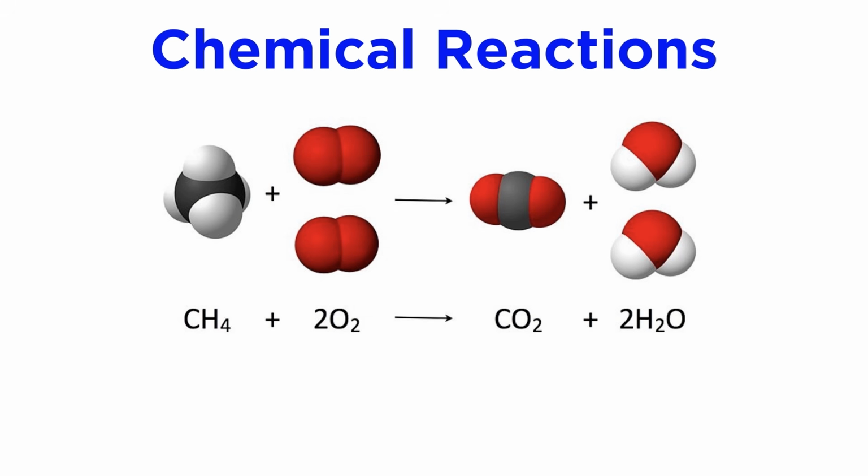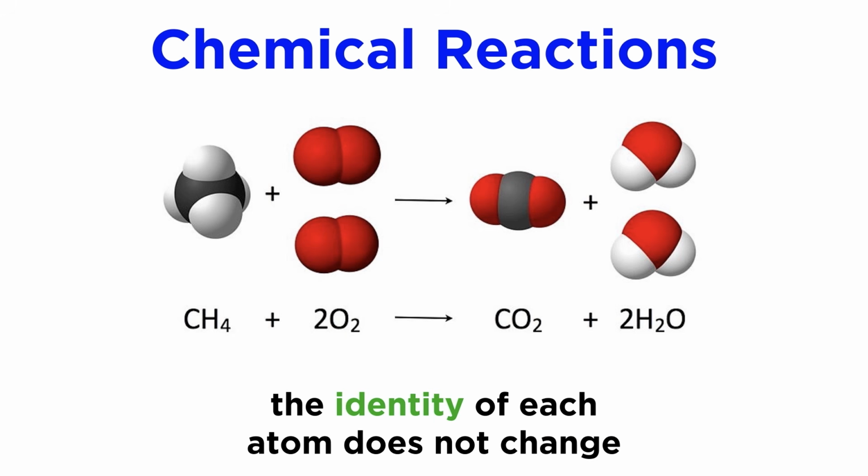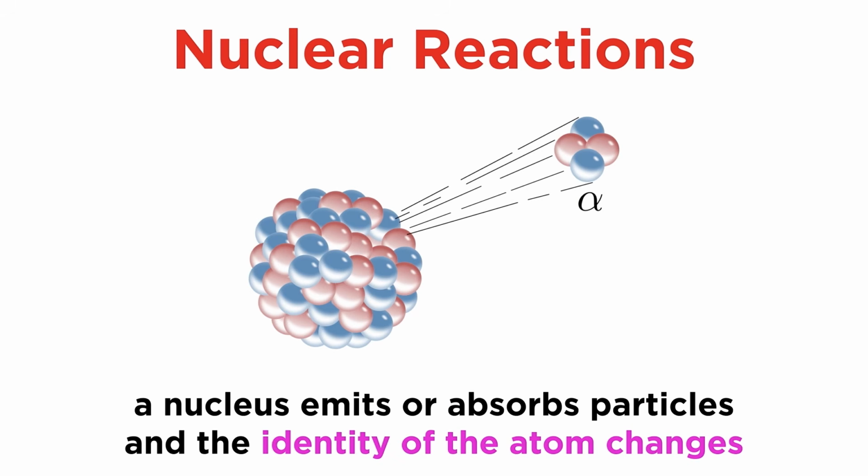When we talk about chemical reactions, we are talking about the rearrangement of atoms. Chemical bonds break and form to generate new substances, but each atom remains unchanged. However, there are reactions that involve the particles inside the nucleus, and the particles that a nucleus can emit or absorb, and these can, in fact, alter the identity of an atom. These are referred to as nuclear reactions.